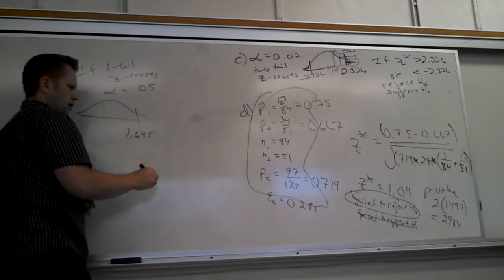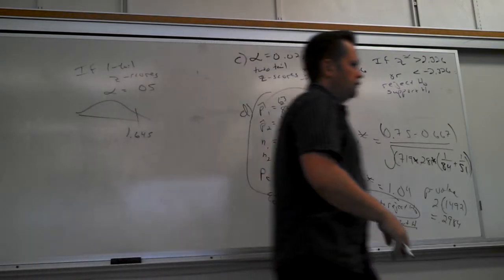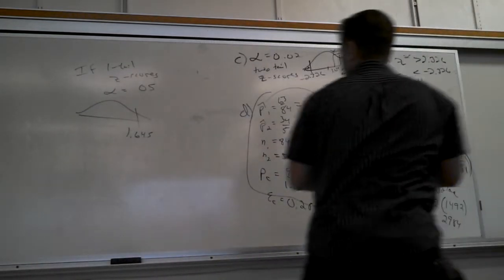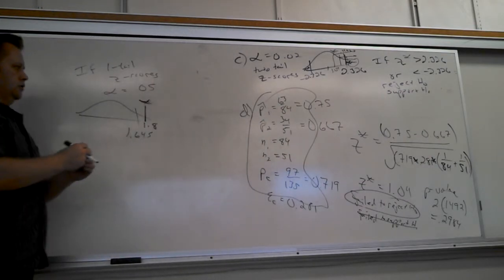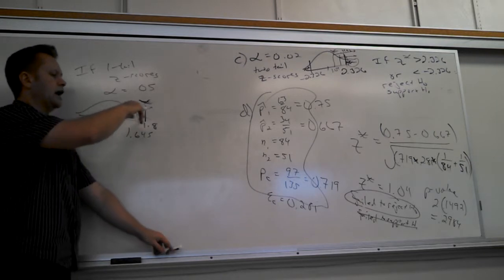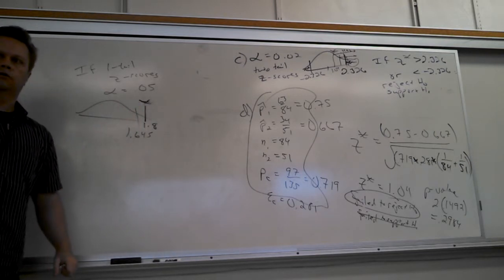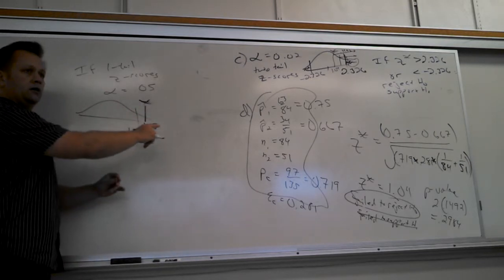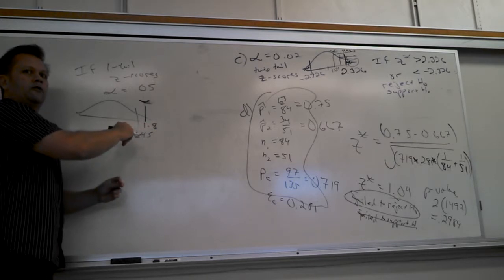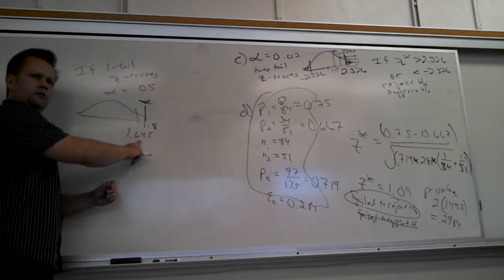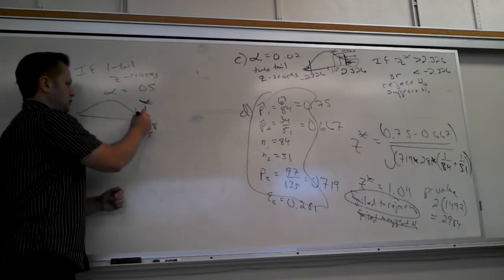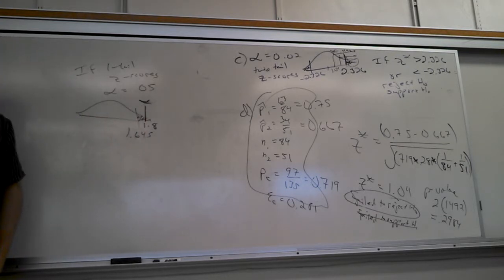So what if my Z star was 1.8? In this case, what would happen? Did we go far enough away? How far did we have to make it? Greater than 1.645. Where's the rejection region? There it is. Did I make it into the rejection region? Yes, I did. Right? All right.